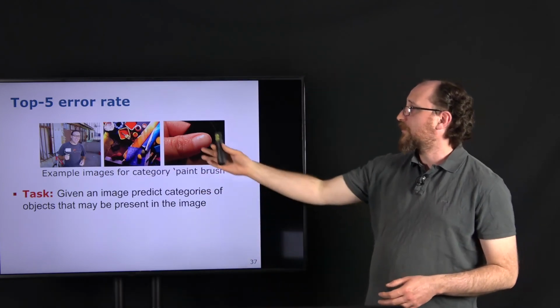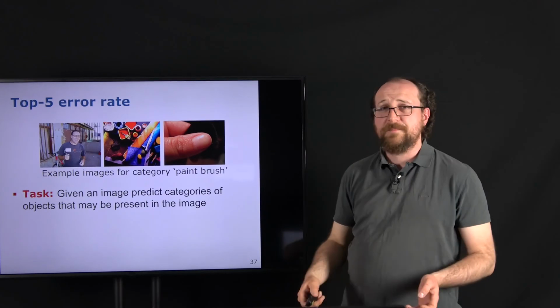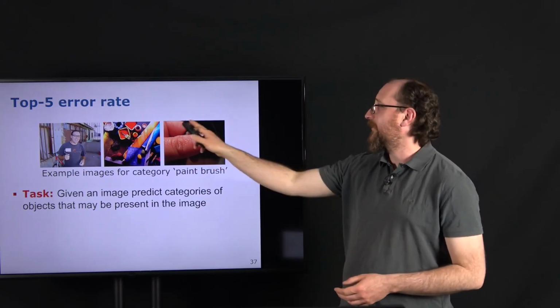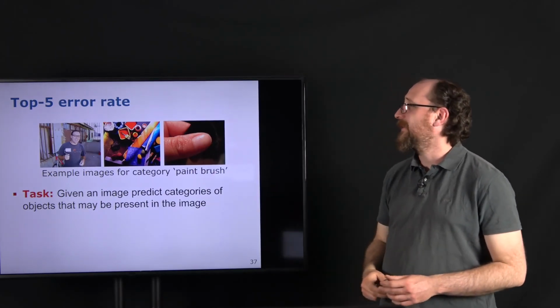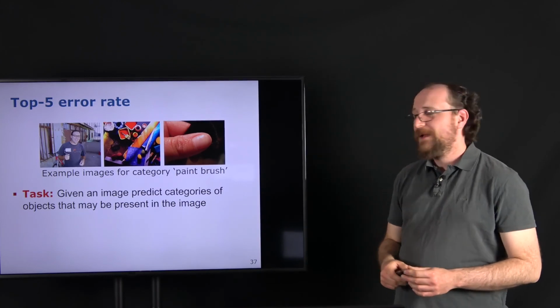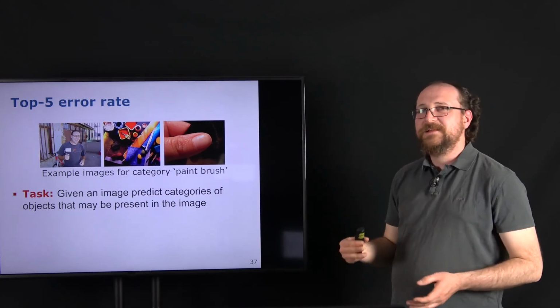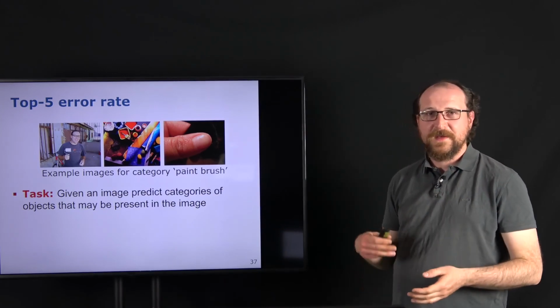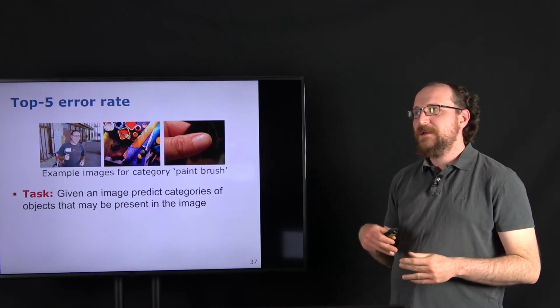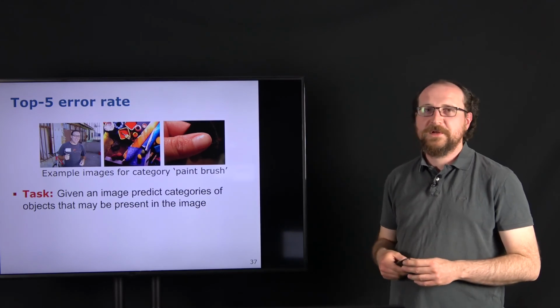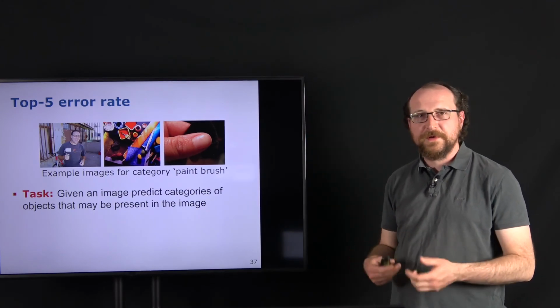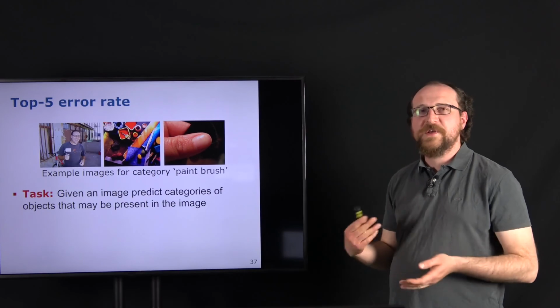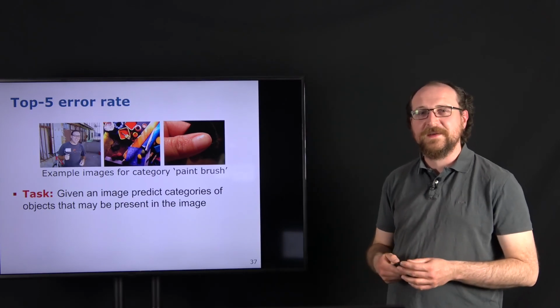But also here, the most dominant object is maybe the stump, but this part of the paintbrush is also visible. And this makes it a little bit more complicated in the end to figure out what is the right call here. And the developers of the challenge wanted to give the algorithms a little bit more chance to get the thing right in the end.